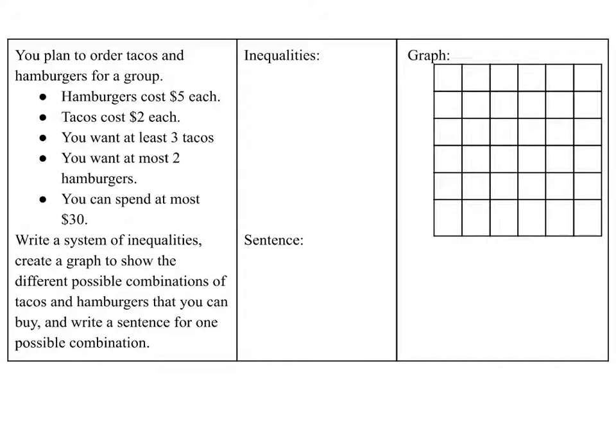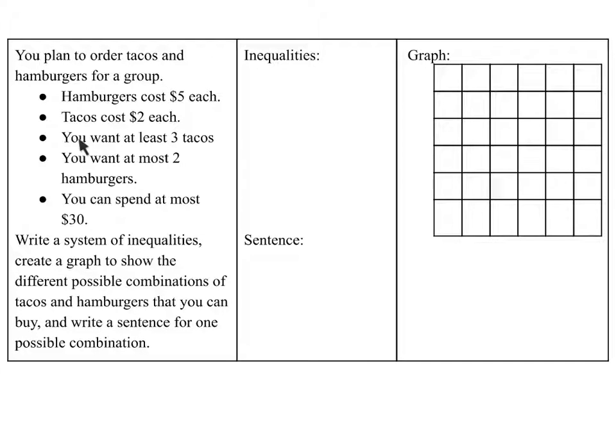So for this problem, you plan to order tacos and burgers for a group of people. Maybe you're at Del Taco, maybe you're at Carl's Jr., different places that have both of these. Hamburgers are $5 each. Tacos are $2 each.